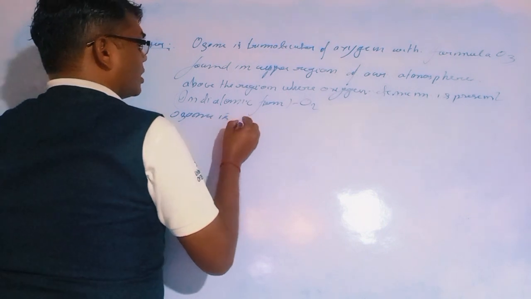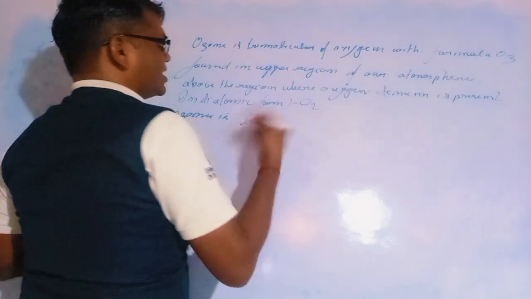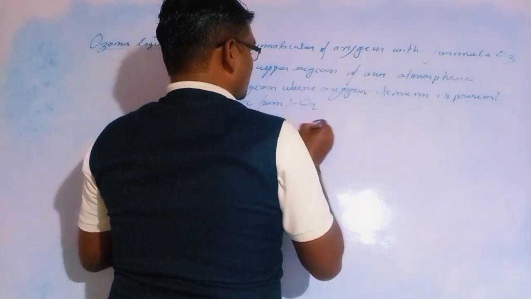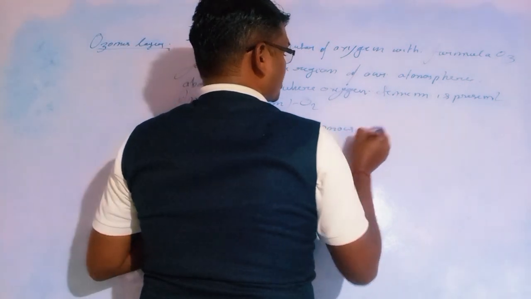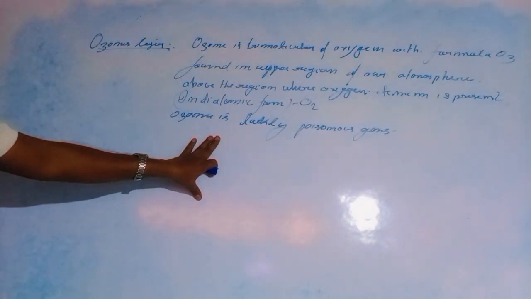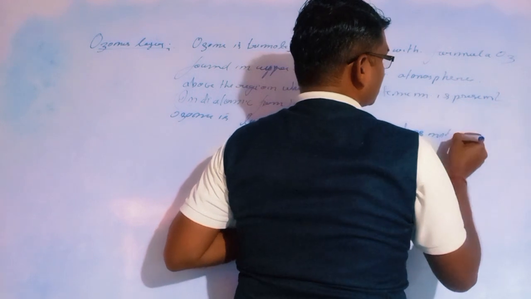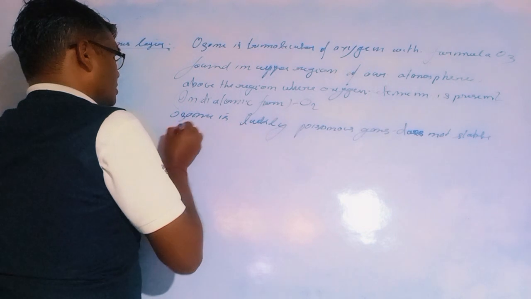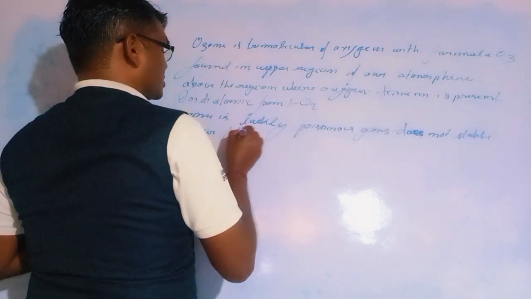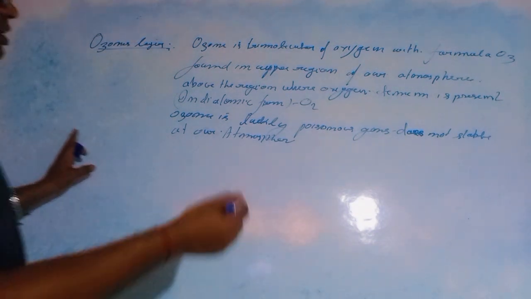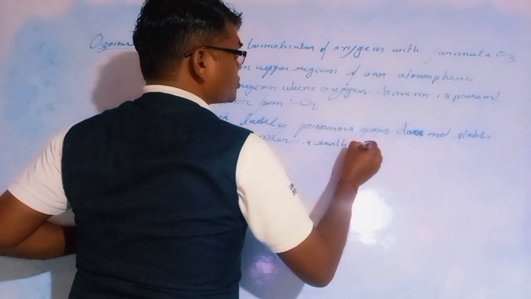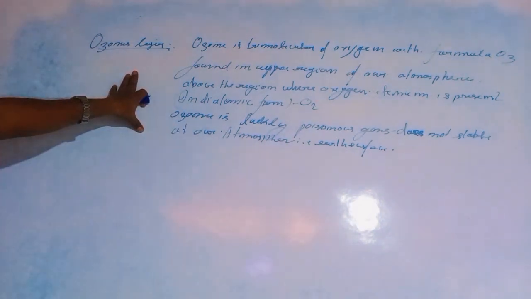Ozone is luckily, why luckily? Because it's helpful for me and everybody. Luckily, it's a poisonous gas. Okay, ozone is luckily a poisonous gas, and it is not stable in our atmosphere, meaning at the earth surface.